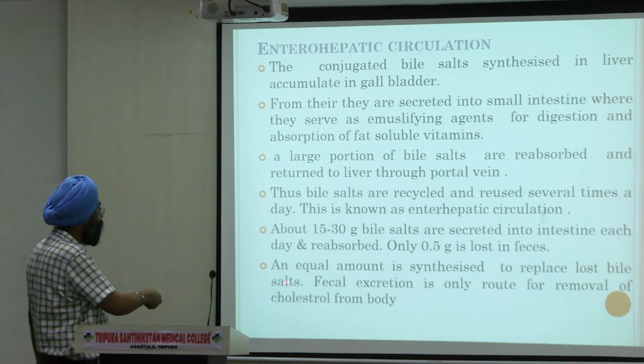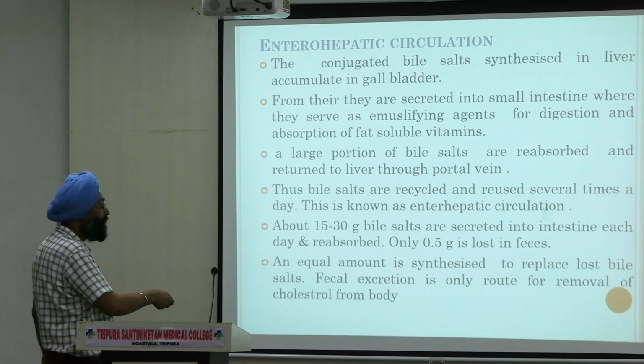And to replace this lost bile salts, fecal excretion is the routine removal of cholesterol, right?